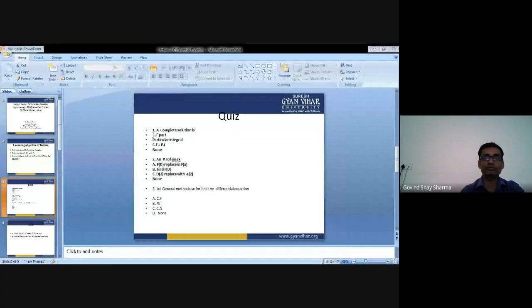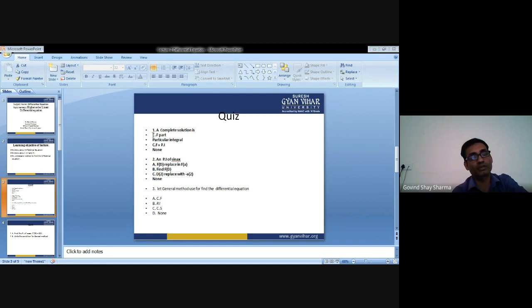A complete solution is CF plus PI. I told you when the lecture started, the solution of a higher order linear differential equation has two parts, CF and PI. The addition of them gives us the complete solution. So the solution is CF plus PI, and we have to find the PI of sin x.